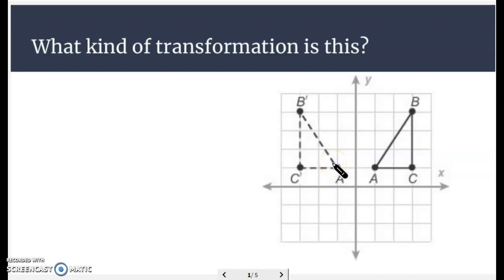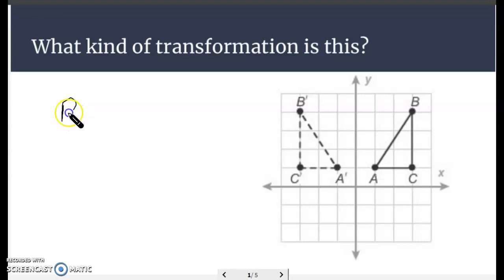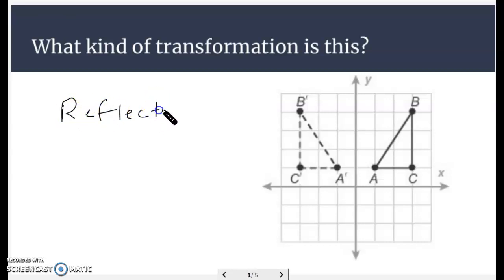The original is triangle ABC we see here, and then it looks like there's a mirror image A prime, B prime, C prime on the other side. So this was a reflection, and specifically it was reflected over the y-axis.